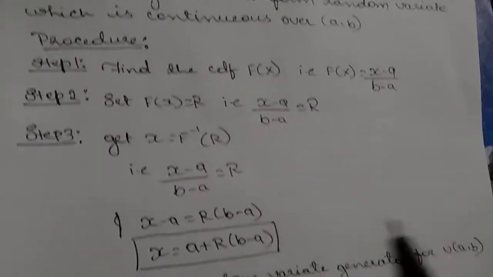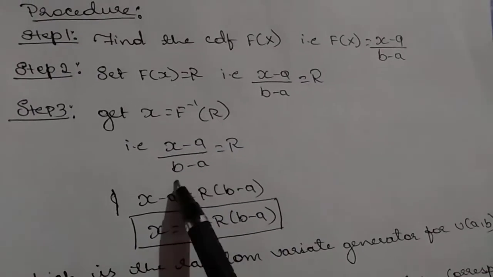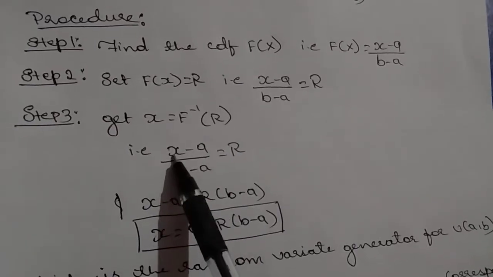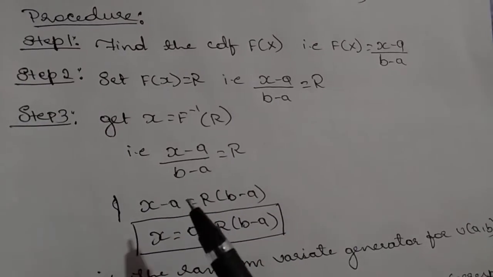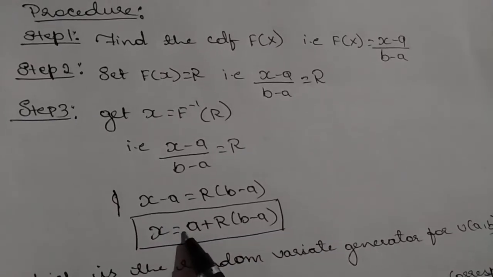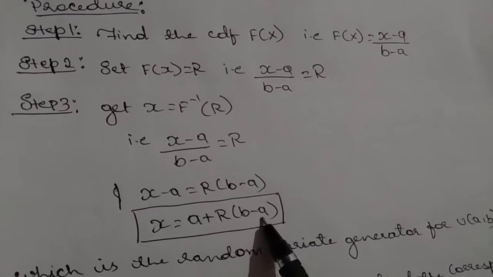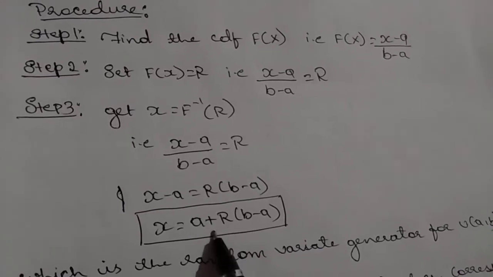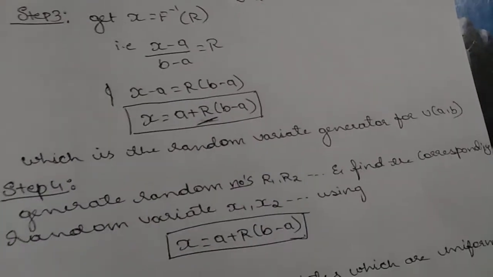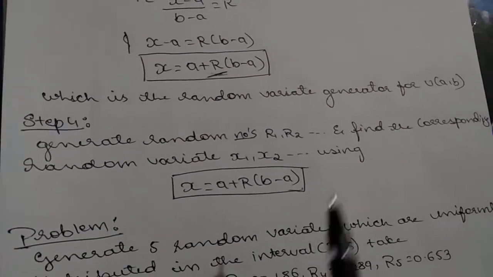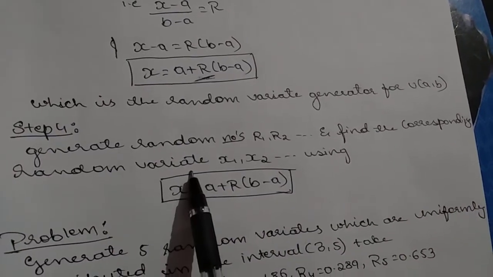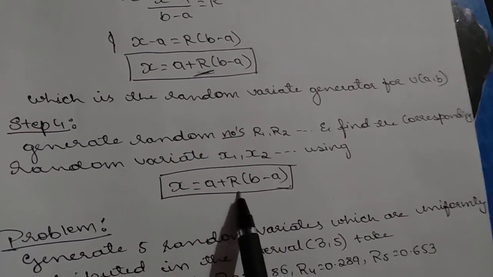So we know x minus a divided by b minus a is equal to r. Now you have to solve for x. I'll take this b minus a here. X minus a is equal to r into b minus a. Then x is equal to a plus r into b minus a. This is your standard uniform distribution formula. By using this, you have to generate random numbers and find the corresponding random variates x1, x2 using this function.